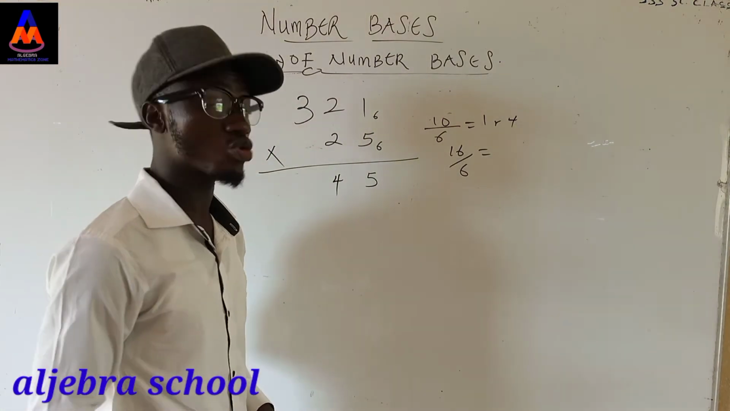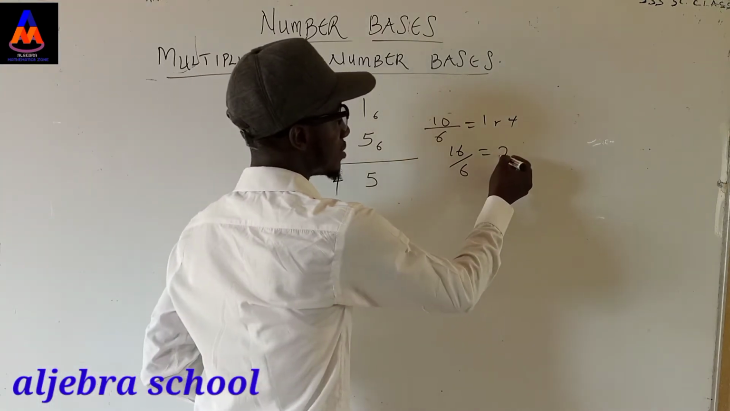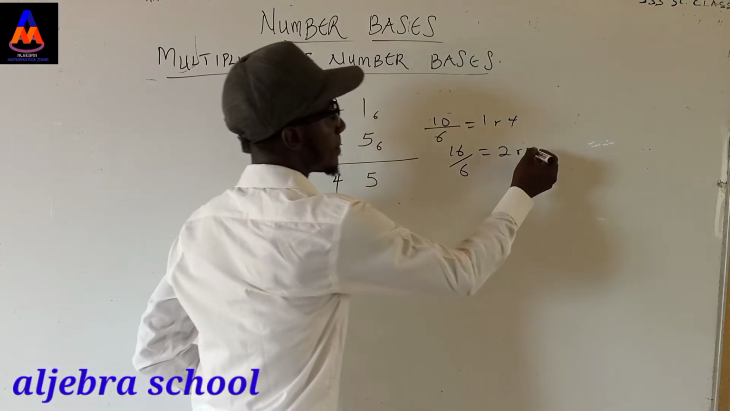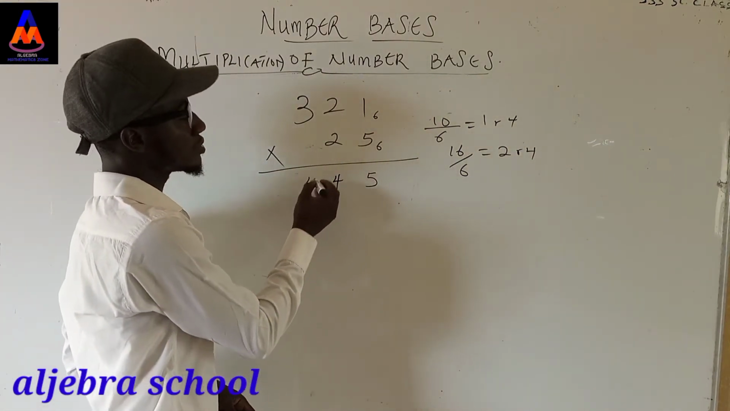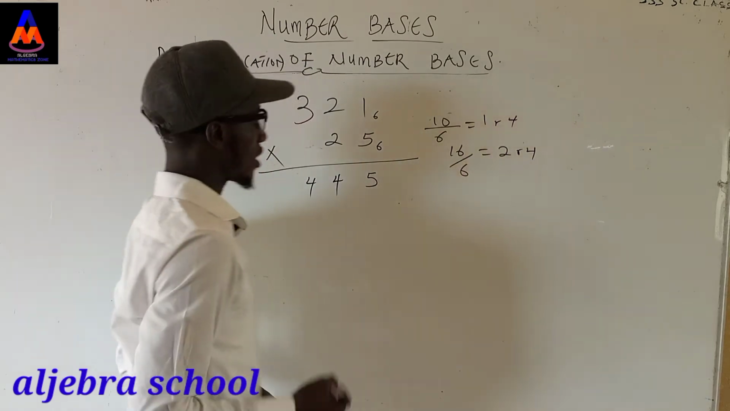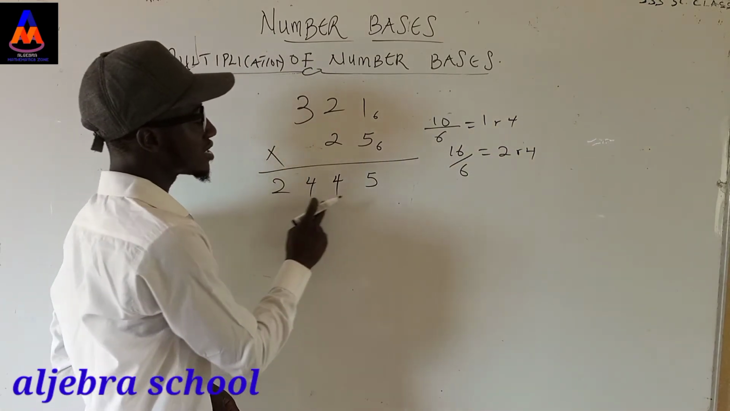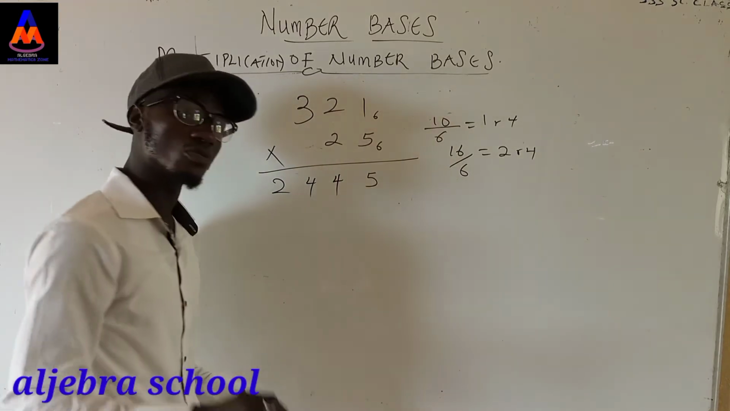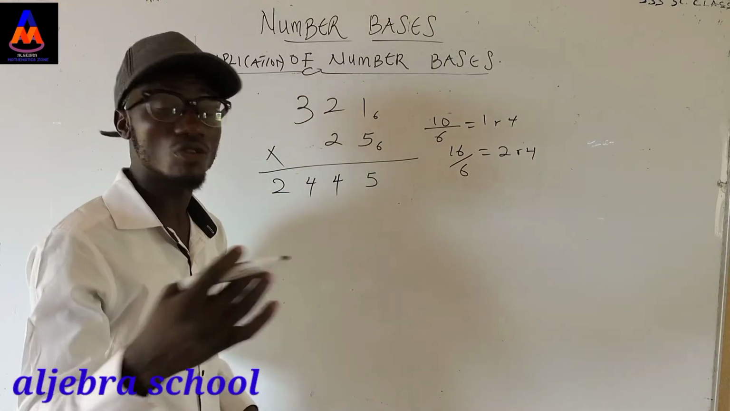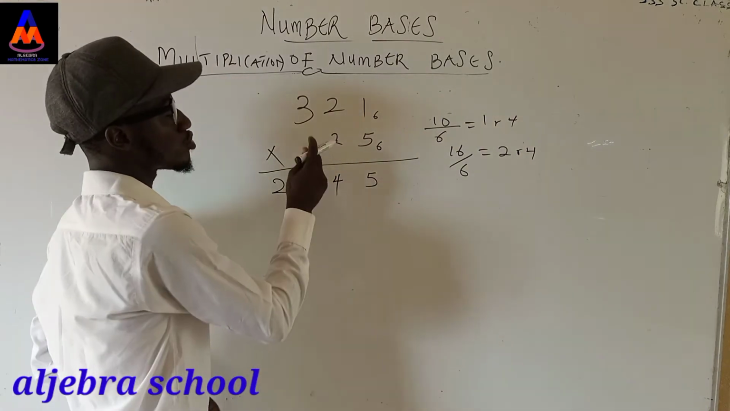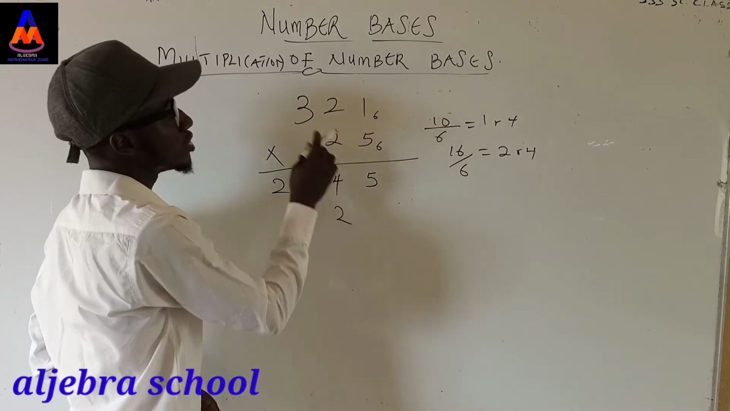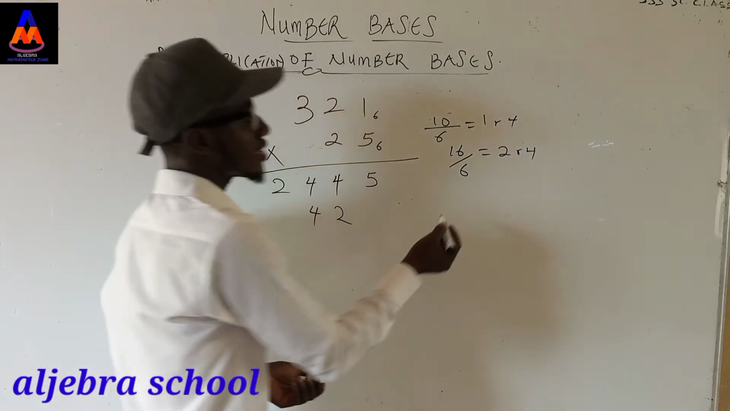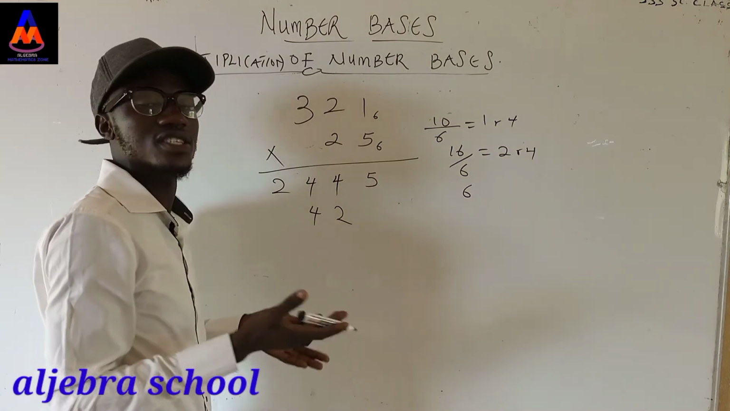6 times 2 is 12. Remainder 4. Then we can put our 4 here too. Then our 2 that we have here, we can put it here. You observe that the digits that we have here are less than 6. That is because this is base 6. You must not have the number 6 and higher in that base. So we multiply with the 2. This is 2 times 1, we have 2. This is 2 times 2, we have 4. This is 2 times 3, we have 6. I cannot write my 6 because this is base 6.